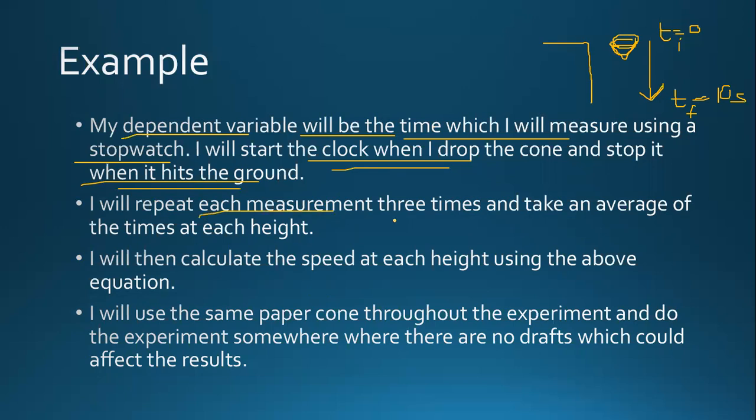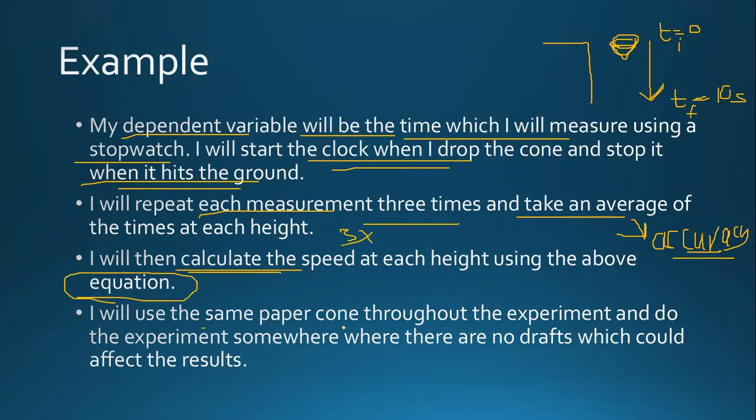I will repeat each measurement 3 times. You have to measure this 3 times and then take an average. Why is an average taken? For more accuracy. If you take an average, your results will be more and more accurate. I will then calculate the speed at each height using the above equation. I will use the same paper cone throughout the experiment and do the experiment somewhere where there are no drafts which could be affecting the results.